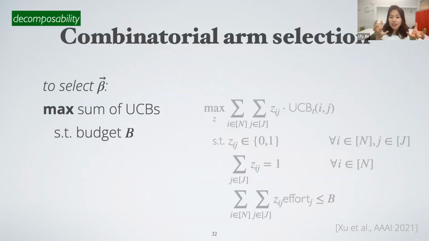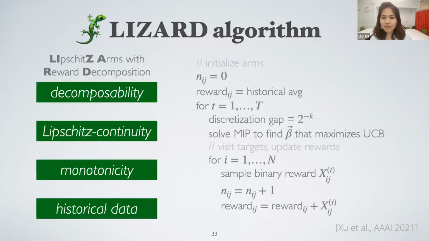So now that we have those estimates of the upper confidence bound for each of those values, we have an oracle, which we instantiate with a mathematical program that actually chooses our combinatorial action, which is this vector beta. So we choose beta by maximizing our objective of the total UCB values for each of the subcomponents that we select, subject to a budget constraint B.